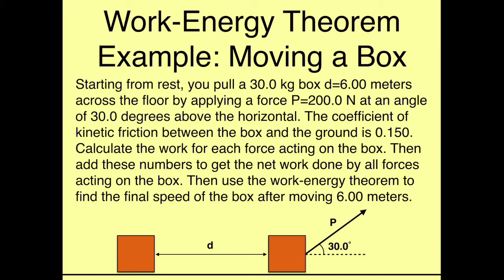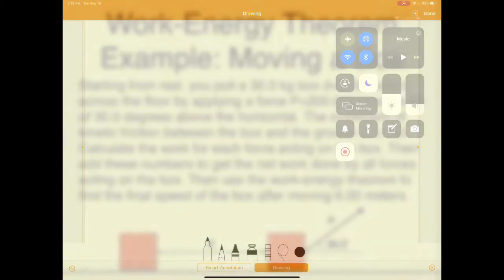So what we want to do is calculate the work for each force acting on the box. Okay, so for every single force that's acting on the box, we're going to calculate the work. Then we're going to add those numbers together to get the net work done by all the forces. And then, as a final step, we're going to use the work energy theorem to find the final speed of the box after it's moved 6 meters. So this is just an example of how we can use the work energy theorem to predict how something is going to be moving. So let's work it out.